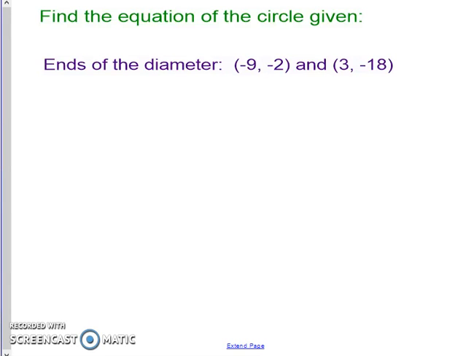Okay, so now we want to find the equation of a circle given the ends of a diameter. So if we think about this in terms of our circle formula, there's two things we need with our circle formula. We need the center of the circle, (h, k), and we need the radius. So let's think, how can we start with the center? Given the endpoints of a diameter, how can we actually come up with the center?